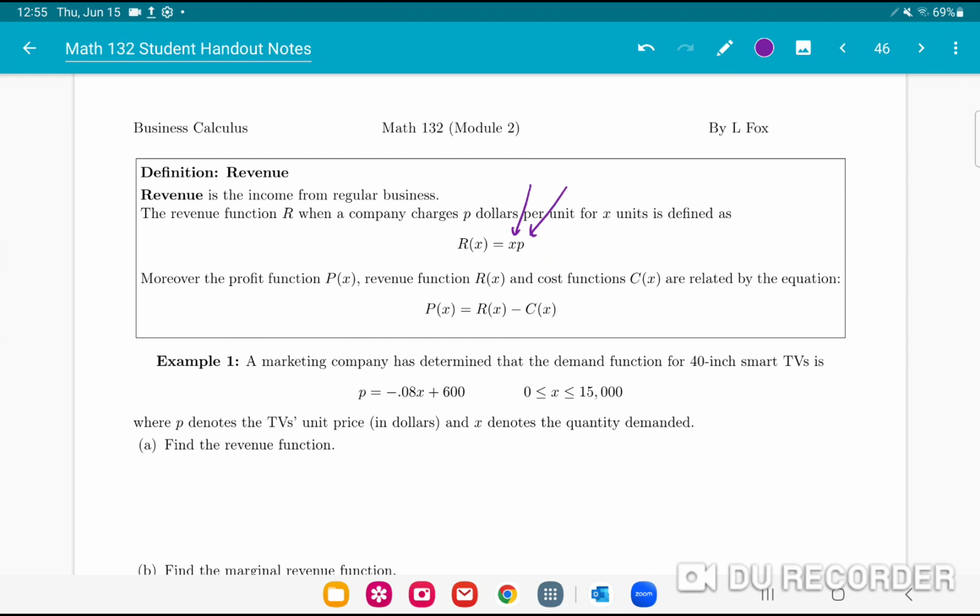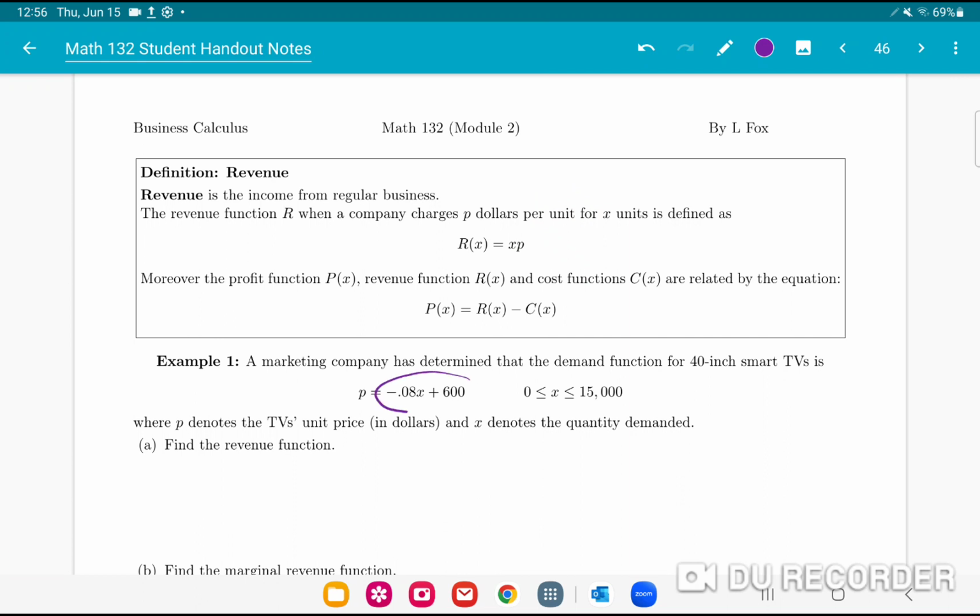If the price is $5 a unit, then you are selling x times 5. The revenue, which is what you get on the cash register, is x times p, so it will be 5x. If you sell 10 units, you have $50. If you sell 100 units, you get $500 on your cash register. If you sell x units at a price of p, you get x times p.